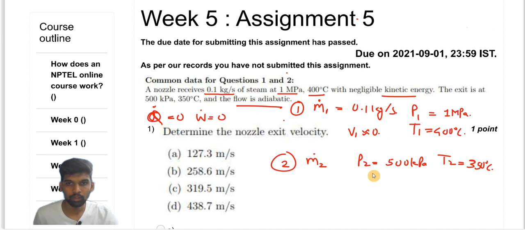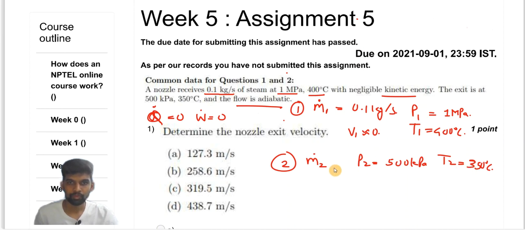So once we look from the steam table, we will find that at this given pressure P2, the saturated temperature will be less than this. Means this temperature is greater than the saturated temperature, which means that it is at superheated state.